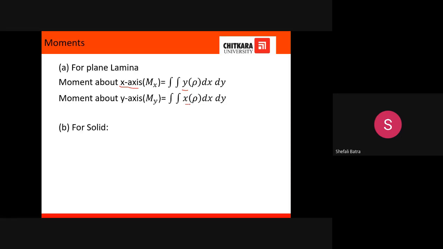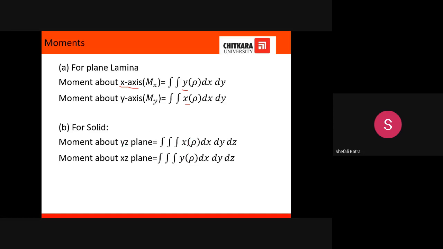Similarly, for solid, moment about yz plane. Triple integration, if I'm talking about yz plane, so you'll be writing here x rho dx dy dz. Yz है, x missing है, तो you'll be writing x over here. Similarly, moment about xz plane, so triple integration y rho dx dy dz. Similarly, moment about xy plane, what will be the formula?